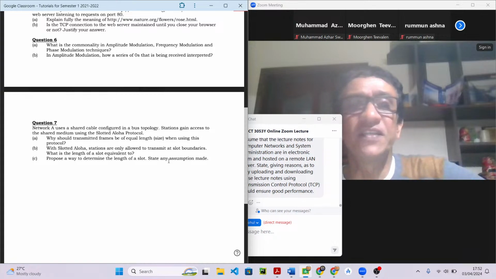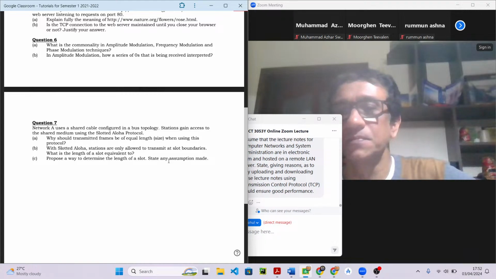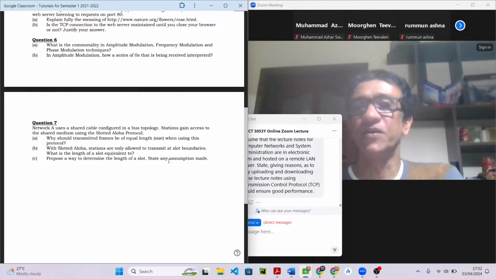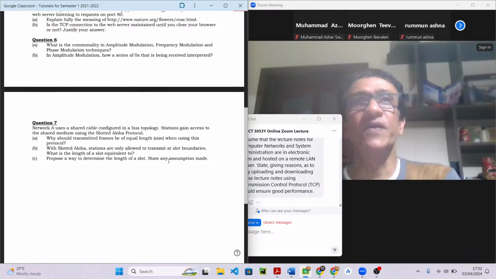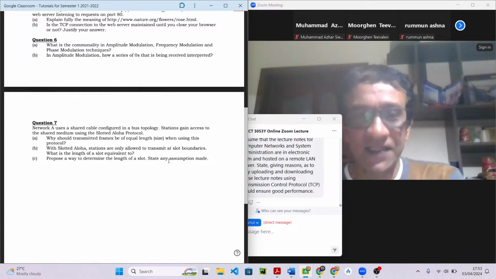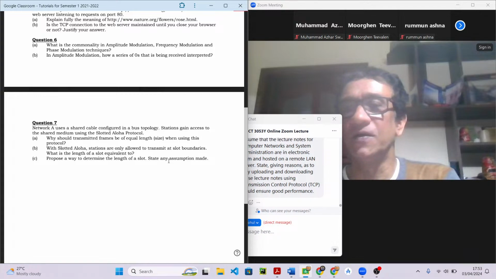Now, this question 3 is a very beautiful question. Who can tell me the answer? This is a bit based on reasoning. It's not something from a textbook or whatever. It's purely reasoning.